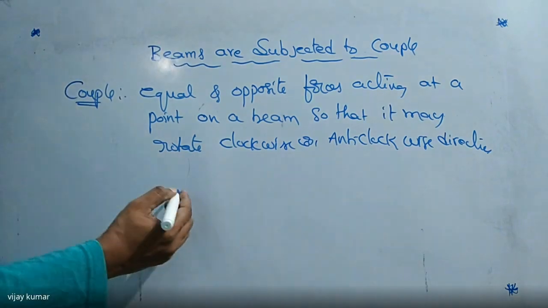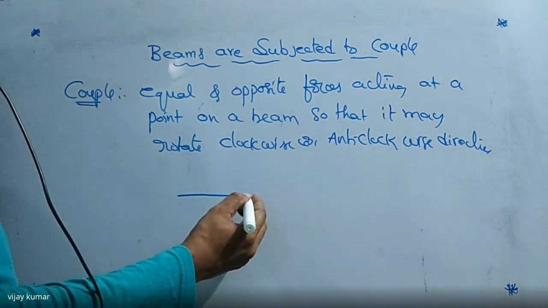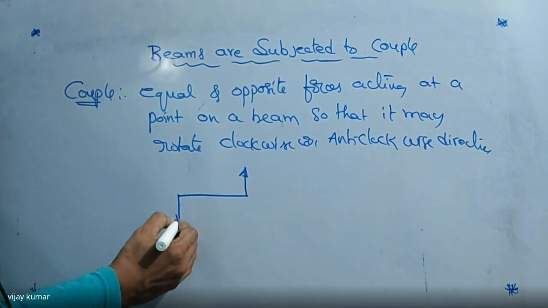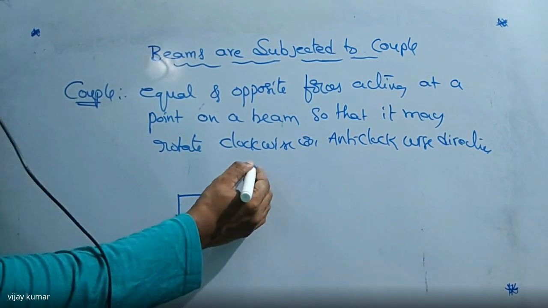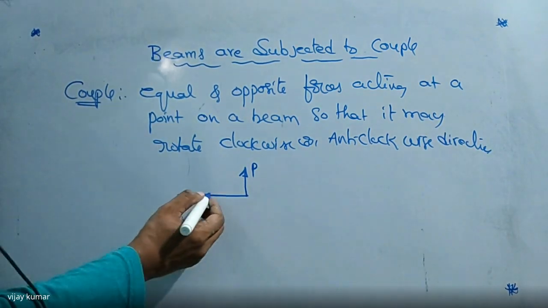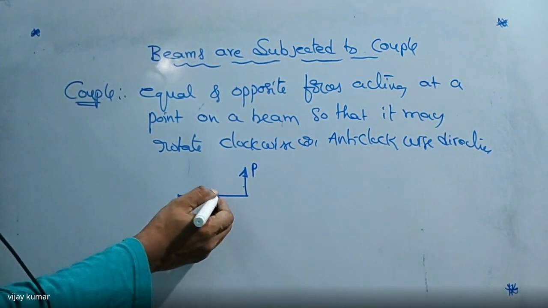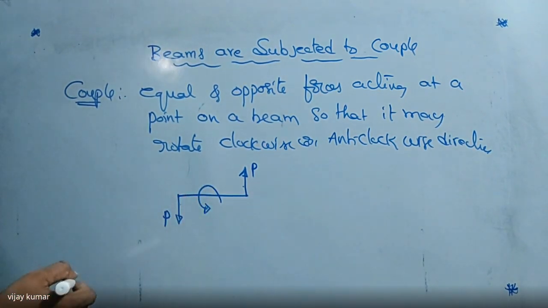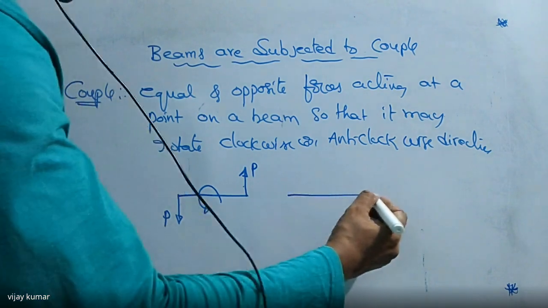I'll give it to you. For example, if you take this as a couple, it will be indicated like this. So this beam is subject to one force like this, one force like this. So this is the P value. So equal and opposite forces are acting on a beam at a point. Due to these two forces, the beam may rotate in which direction here? Anti-clockwise direction. So here I'm going to indicate another beam.